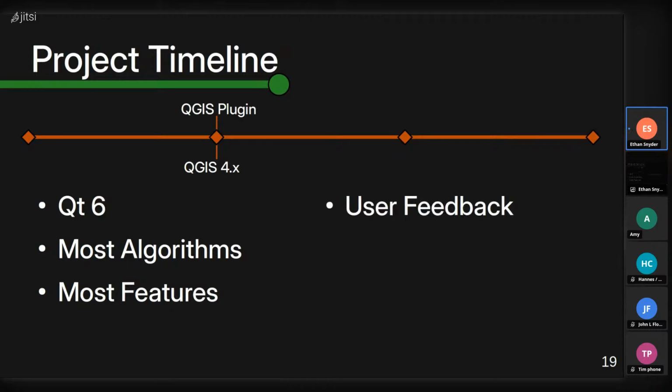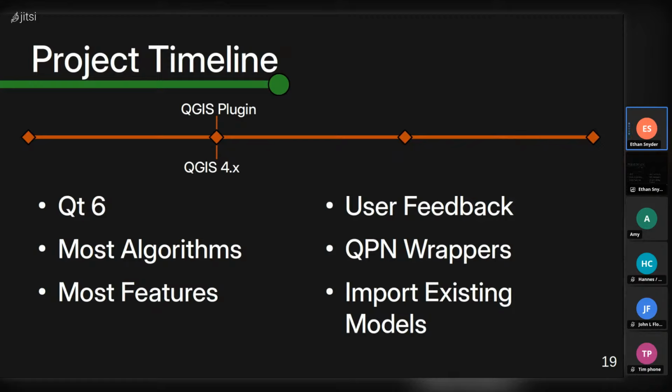And this is the biggest phase for user feedback. It's going to be a plugin. The general public is going to be able to see it, use it, work with it, break it. We want to try and see if we can get some QPN wrappers. Who knows? Maybe this is where the TIN interpolation might come in. It might not. And of course, the ability to import existing graphical models.